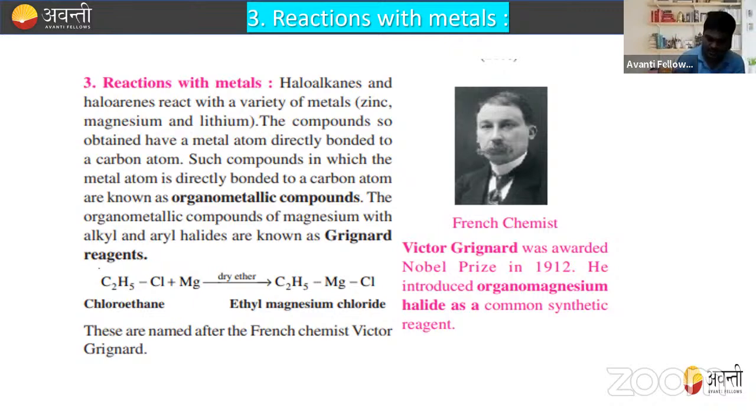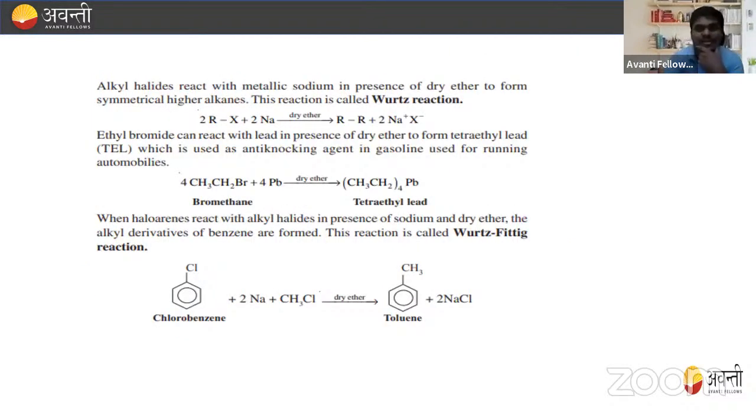Now, alkyl halide reacts with metallic sodium in presence of dry ether to form a symmetrical higher alkane, and this reaction is known as Wurtz reaction. This reaction is generally used when you want to convert propane into hexane, or ethane into butane. Whenever you want to prepare double the number of carbon atoms, you can use this reaction. So this is known as Wurtz reaction.